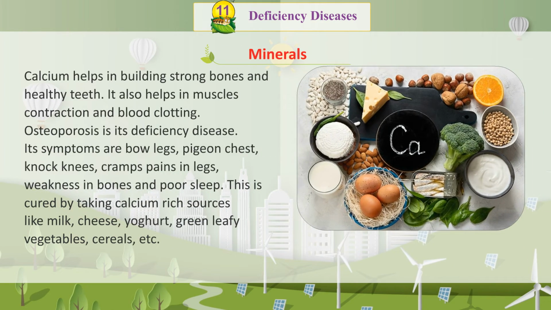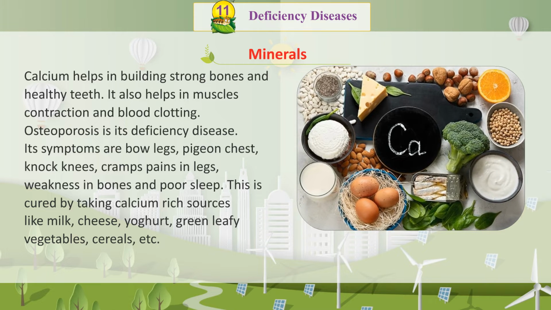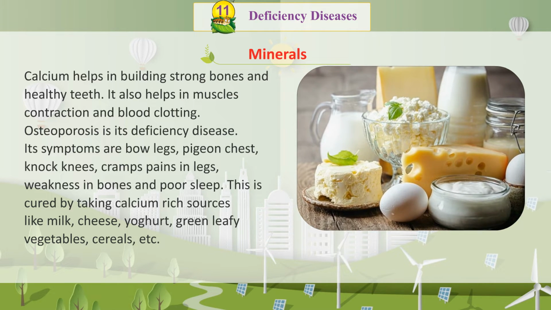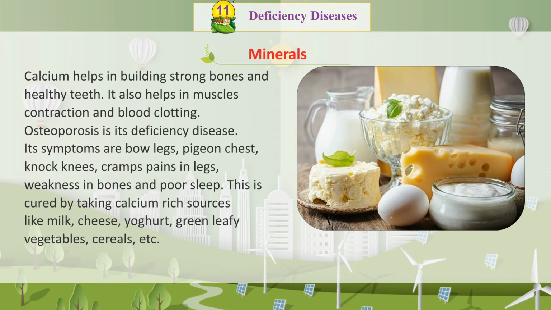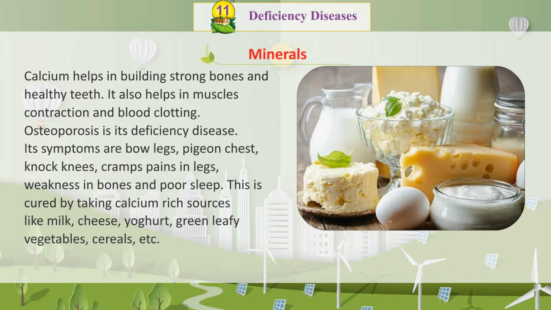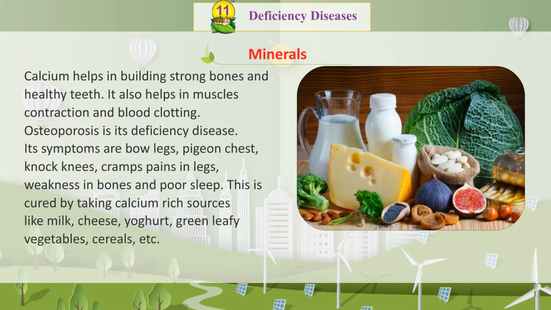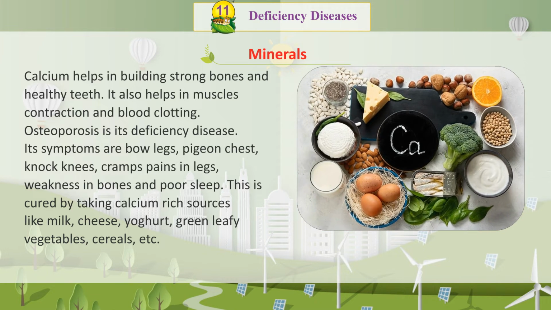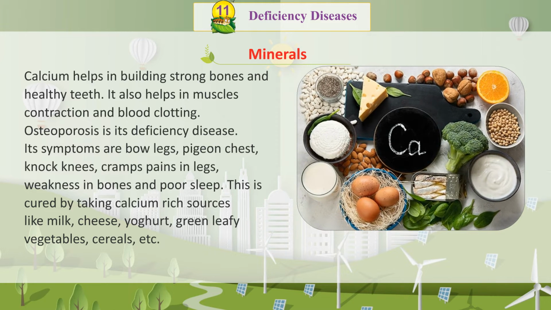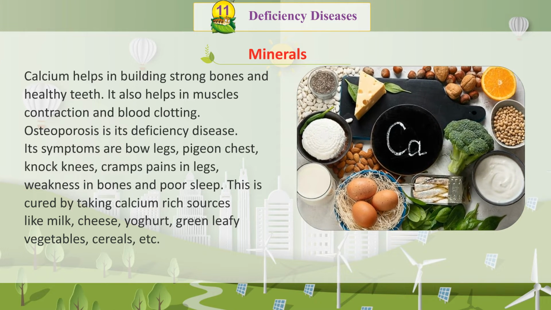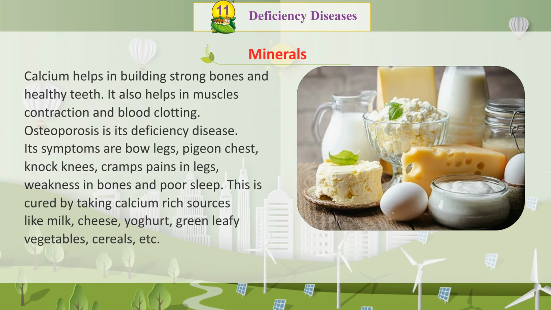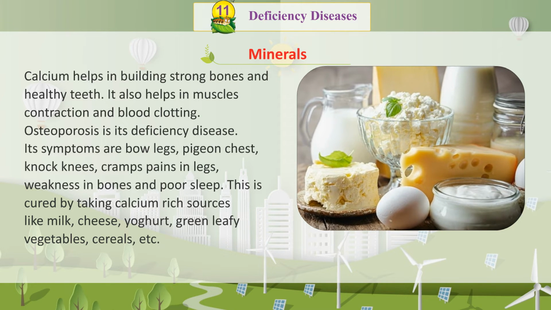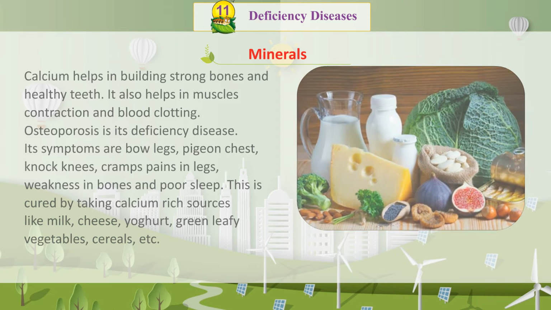Minerals. Calcium helps in building strong bones and healthy teeth. It also helps in muscle contraction and blood clotting. Osteoporosis is its deficiency disease. Its symptoms are bow legs, pigeon chest, knock knees, cramps, pains in legs, weakness in bones, and poor sleep. This is cured by taking calcium-rich sources like milk, cheese, yogurt, green leafy vegetables, cereals, etc.